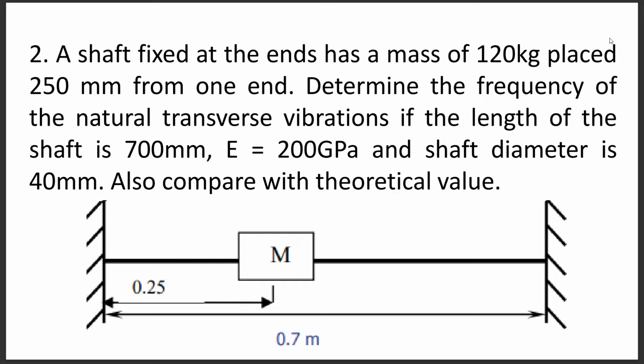This is clear. It is a fixed beam, both sides are fixed. It has a diameter of 40 mm, and at a specific location from the left hand side, the distance is 0.25 meter away. We have provided a lumped mass and we need to find out the frequency of natural transverse vibrations, and also that to be compared with theoretical calculations, right? So without wasting time, let us start our analysis using ANSYS Mechanical APDL. After that we'll compare the results with theoretical calculations also, right?